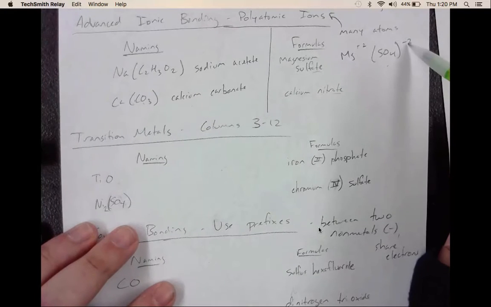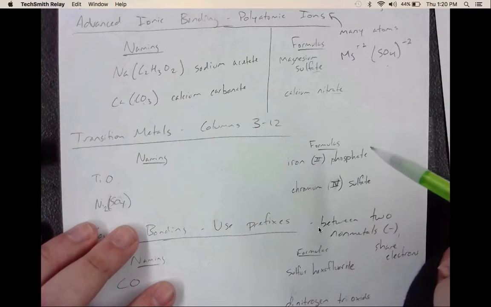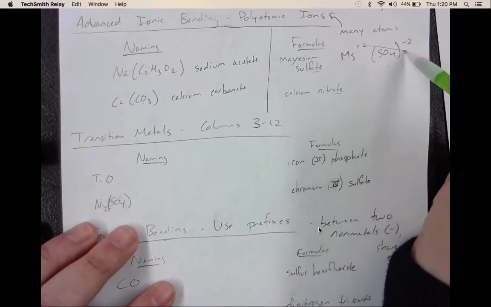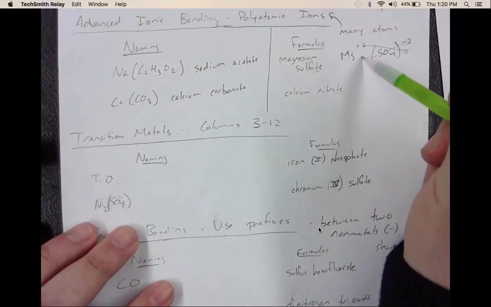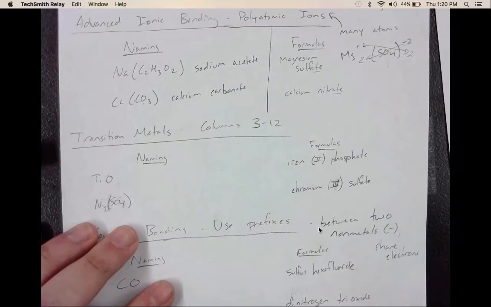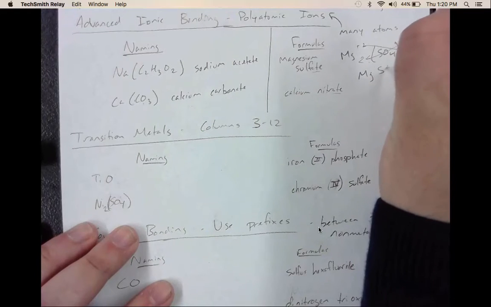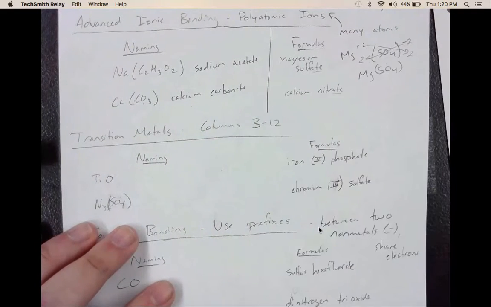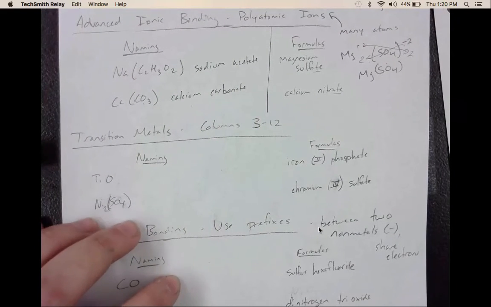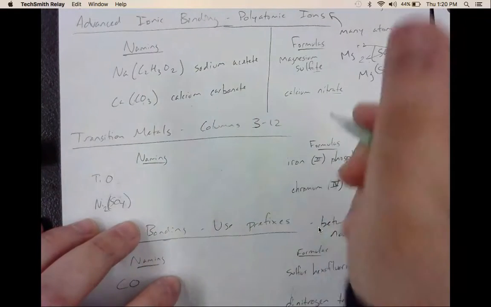Remember, when I write the charges, I write them on the outside of the parentheses. That way I remember to crisscross to the outside. We would notice that they have the same subscript, so remember when the subscripts are the same, you don't have to write them. So the answer here would be MgSO4. You could have parentheses or not have parentheses. Both are correct.